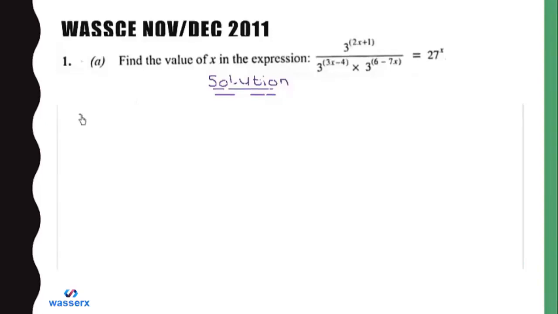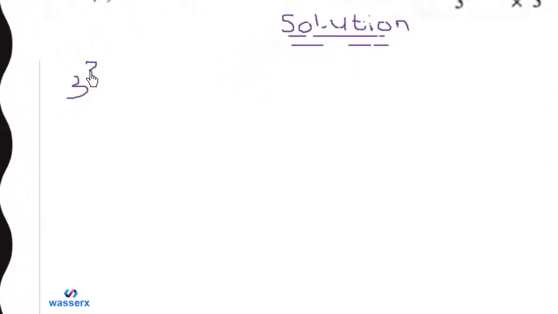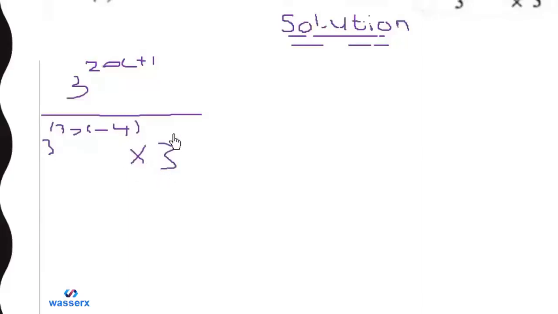So we have 3 to the power 2x plus 1, all over 3 to the power 3x minus 4, then times 3 to the power 6 minus 7x, is equal to... so 27 is 3 to the power 3, but there was an x there already, so you get something like this.